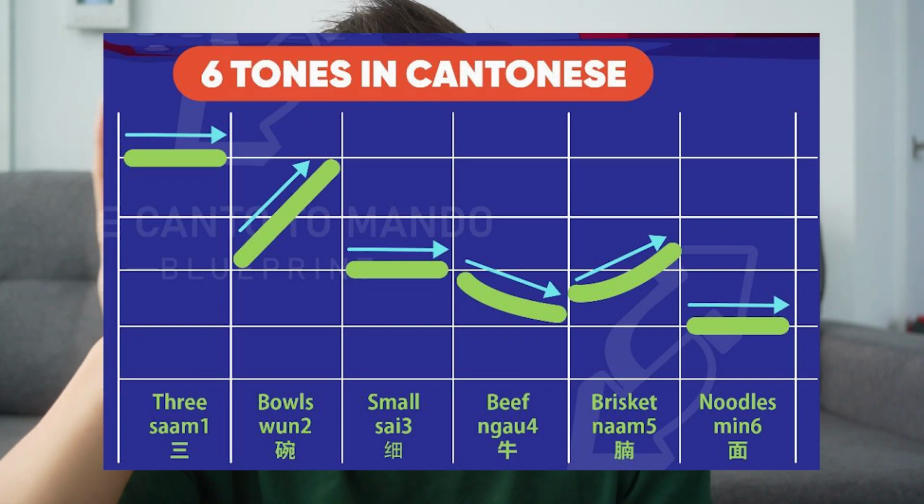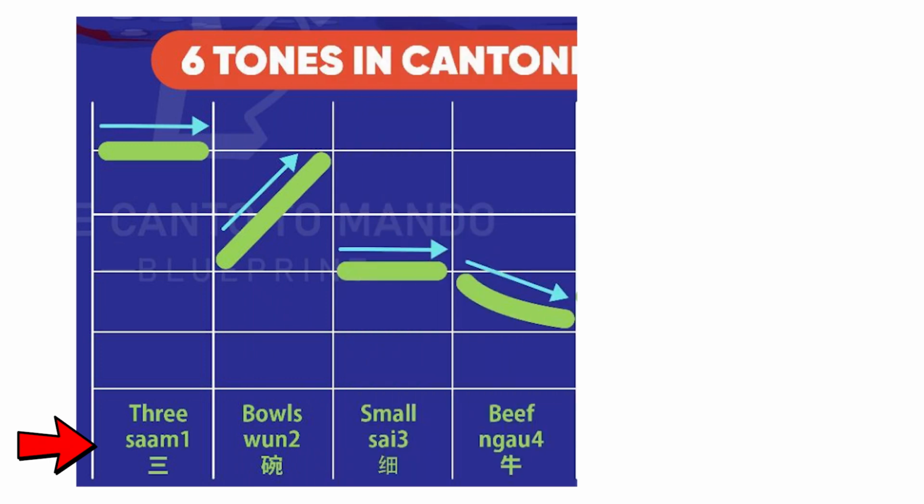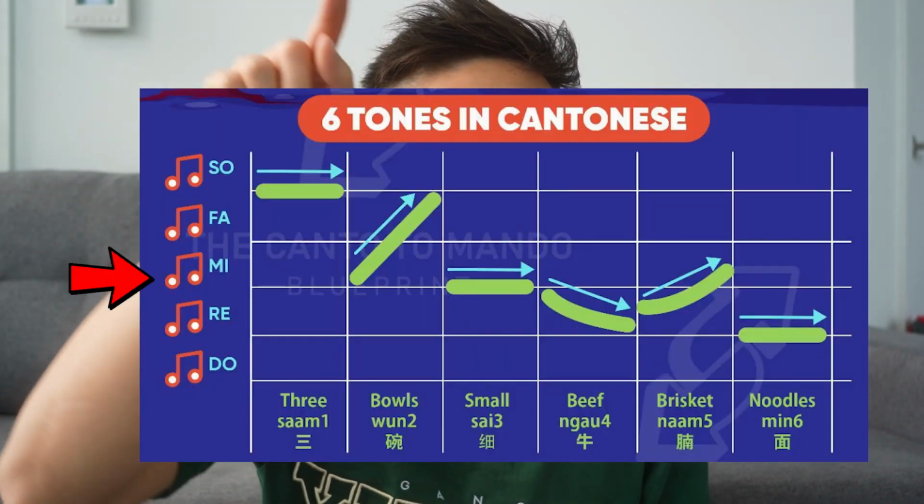There are 6 tones in Cantonese. Easily remember it: 3 small bowls of beef brisket noodles. Sam, woon, sai, ngao, lam, min. Alright, starting with tone 1 in Cantonese. Sam. This is a high and flat tone. Best to think of it as do, re, mi, fa, so. That's so. If you hit that note, then you pretty much have tone 1 in Cantonese. Sam. Go, chut.